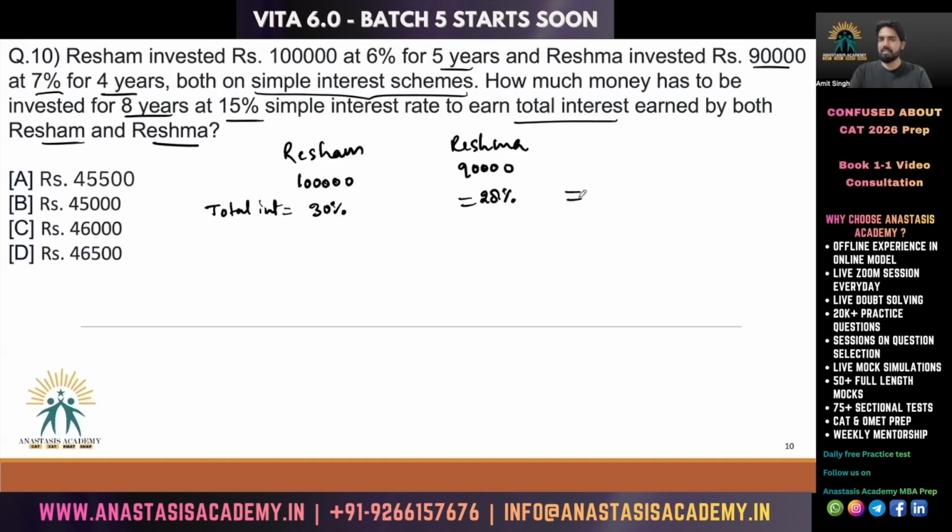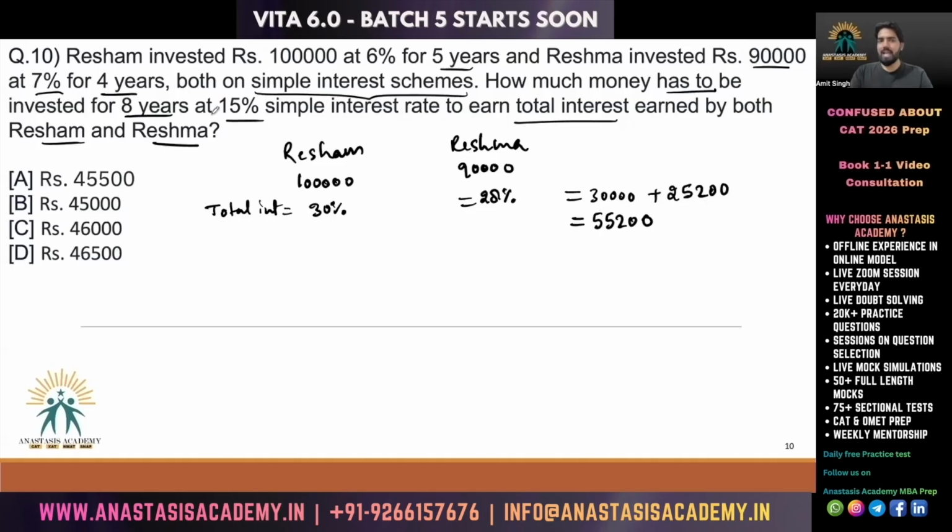So the total interest earned on these capitals would be 30% of 1,00,000, that is 30,000, plus 28% of 90,000. First, I need to find 30%, that is 27,000, minus 2%. 2% would be 1,800. So it would be 26,000 minus 800, so 25,200. So the total interest earned on these two sums is 55,200, right?